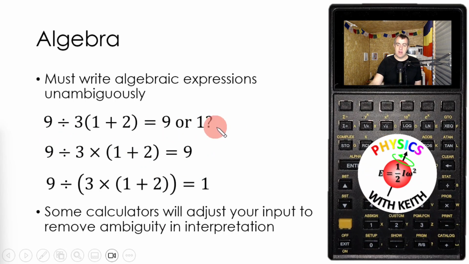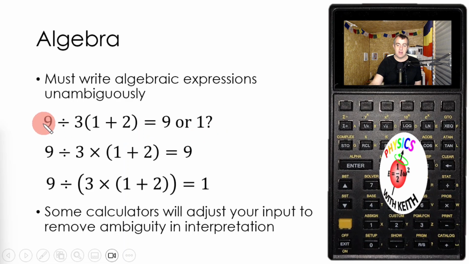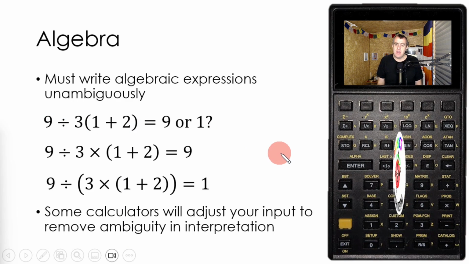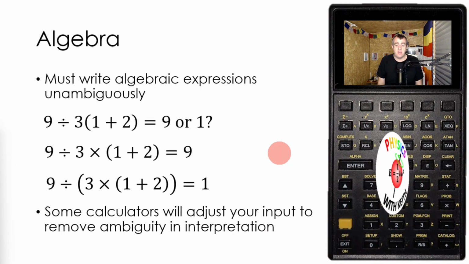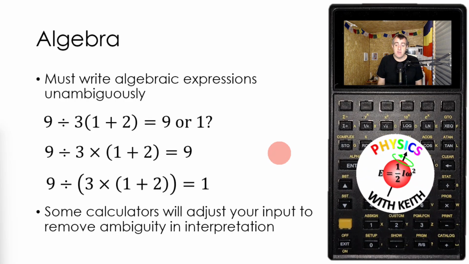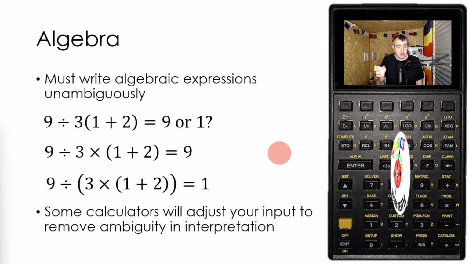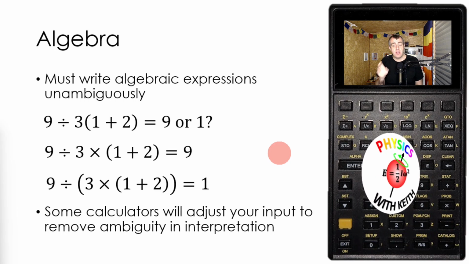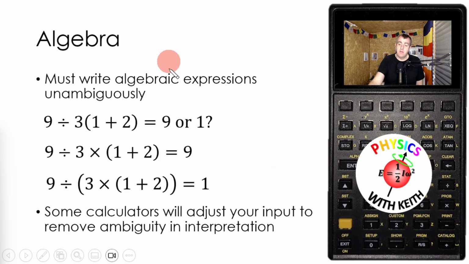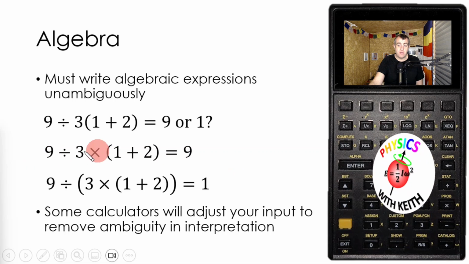This one did the rounds on the internet a few years ago because different models of the same brand of calculator, different models of Casio calculators, gave two different answers. If you typed in exactly as it said, they would appear exactly the same on the screen. 9 divided by 3, open bracket, 1 plus 2, close bracket, equals, and one calculator would give you a 9 and another calculator would give you a 1. Well, there is actually a correct answer.